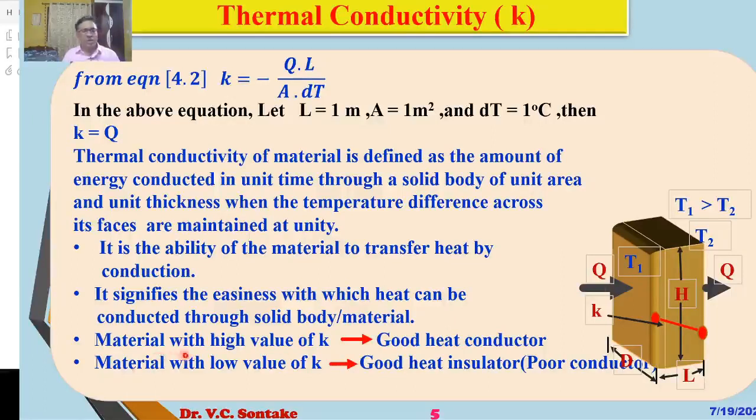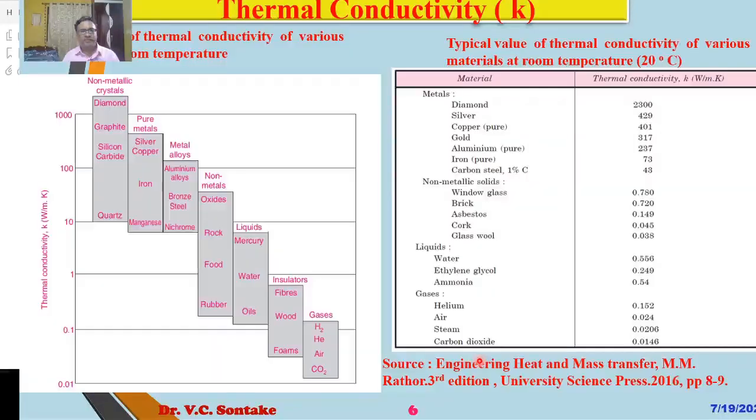So a material with a high value of K is called a good heat conductor, and a material with a low value of K is called a poor conductor of heat or a good heat insulator. Now in this diagram, thermal conductivity values are given in this table in numerical form, and ranges of thermal conductivities for different materials are given in this diagram.